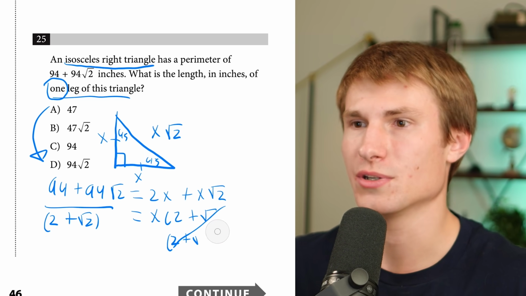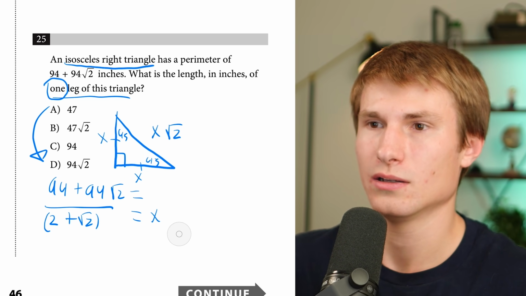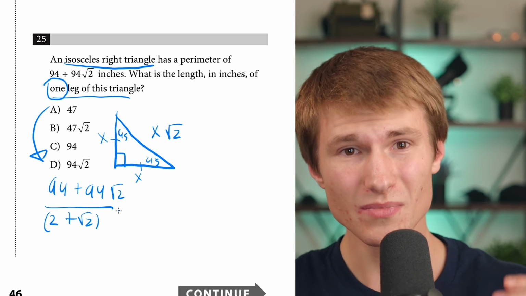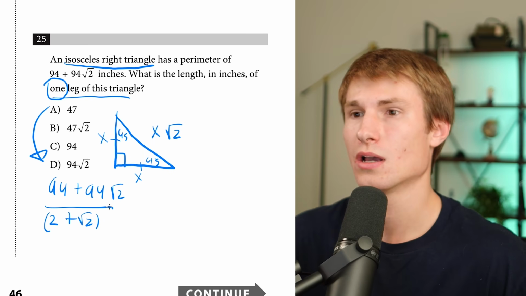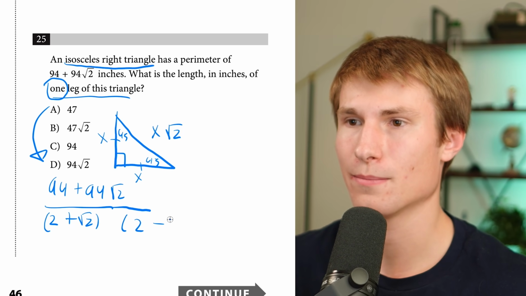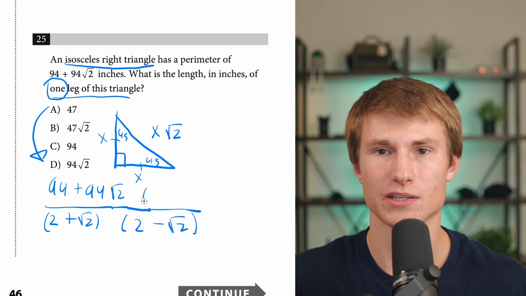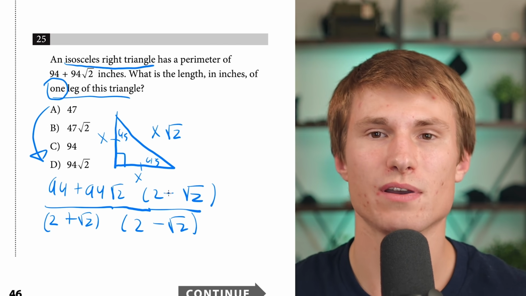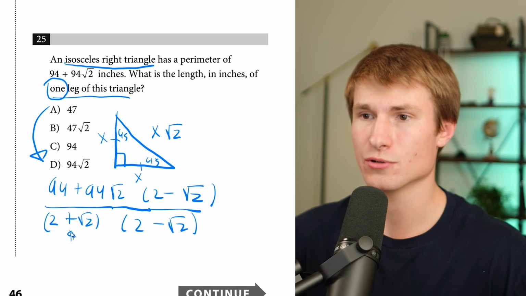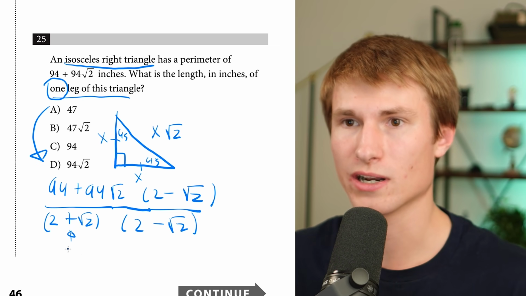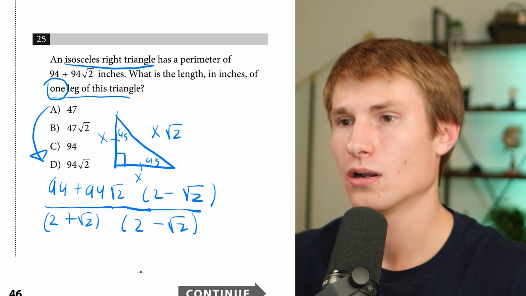We know that x is equal to this right here. Now, we need to get this so it's actually a number, something we can put in on free response. To do that, we have to multiply by 2 minus the square root of 2. The reason we do this is because we have 2 plus root 2 here, and by taking the difference of squares, it's going to help us get rid of the square root in the denominator. So let's go ahead and do this.